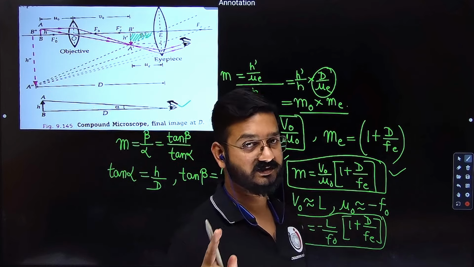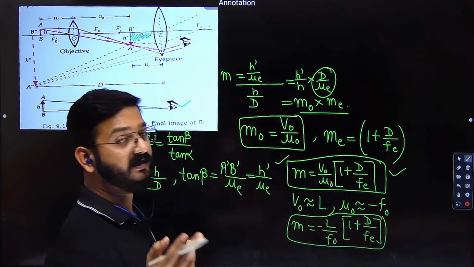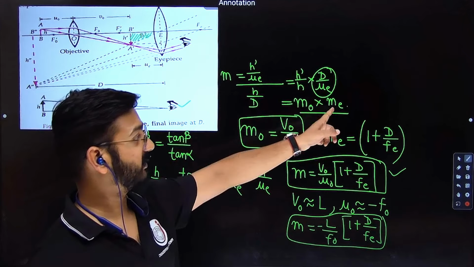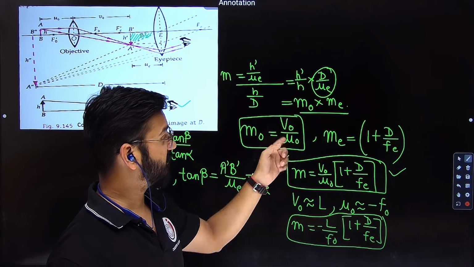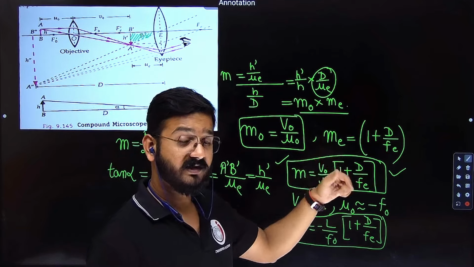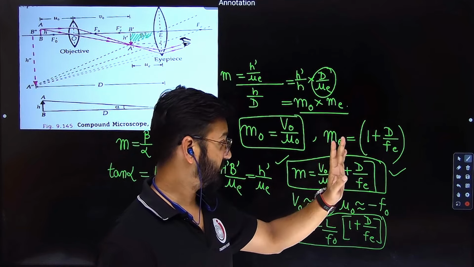The method is simple. First draw the ray diagram. Then find beta by alpha. You will get this as the magnifying power, which is a product of the magnifying power of the objective and the eyepiece. Modify this by using v by u. The eyepiece will work as a simple microscope, 1 plus D by f.